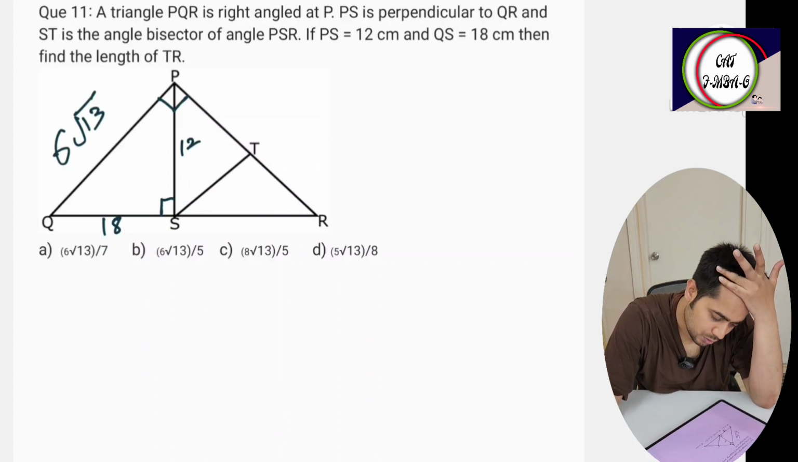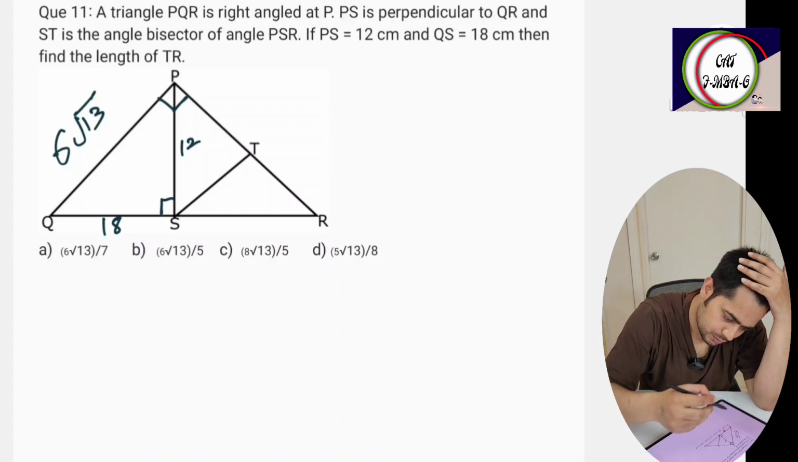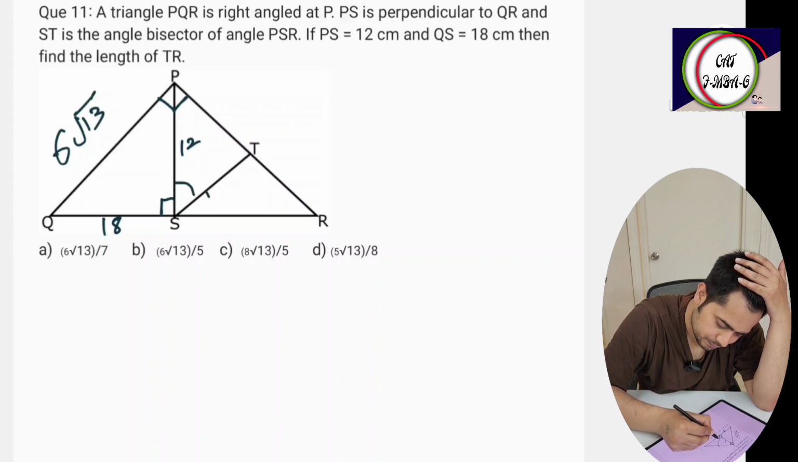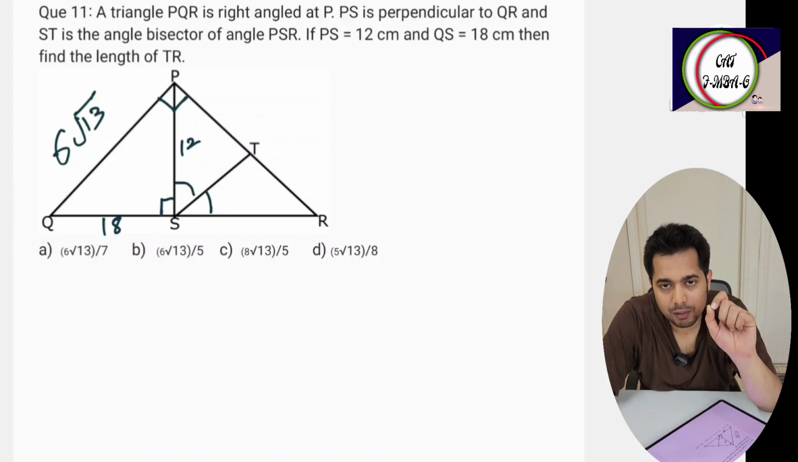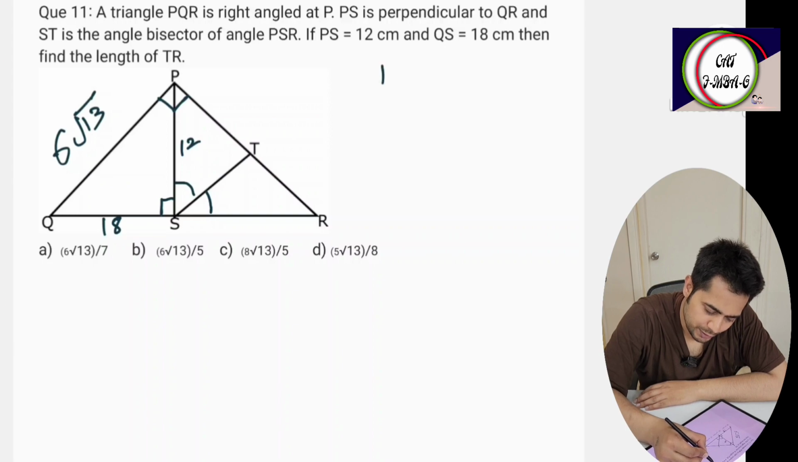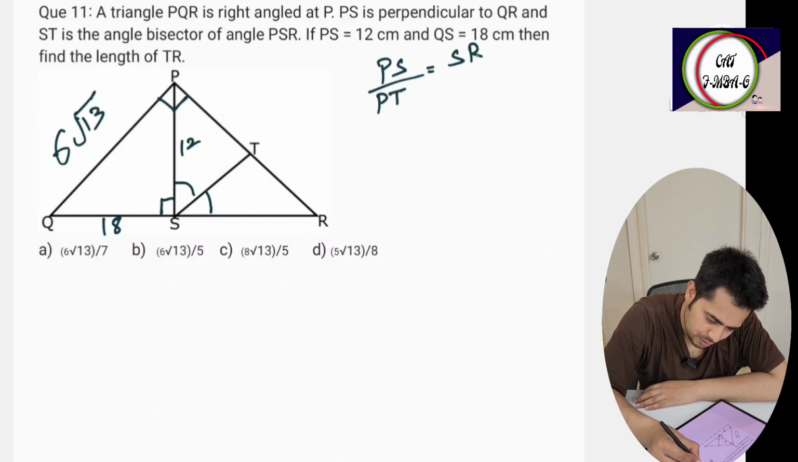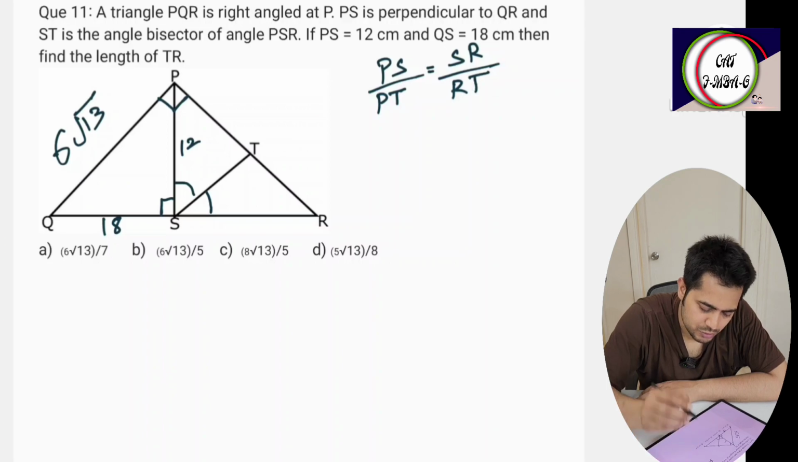Here also we know that ST is the angle bisector. Okay, so definitely the angle bisector theorem will be used. So definitely this formula, PS by PT is equal to SR by RT, is going to be used.